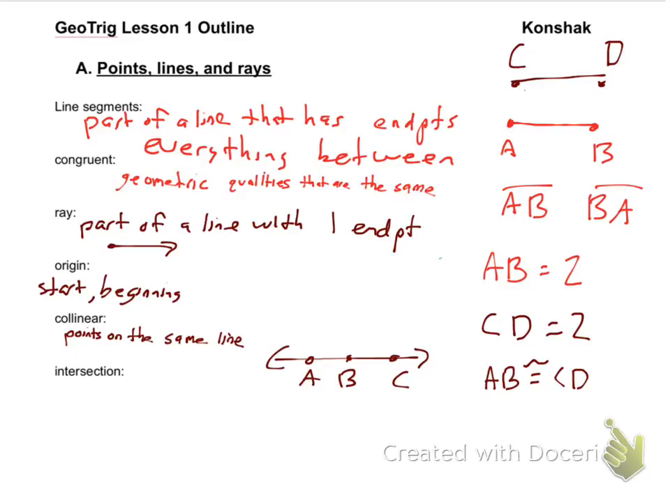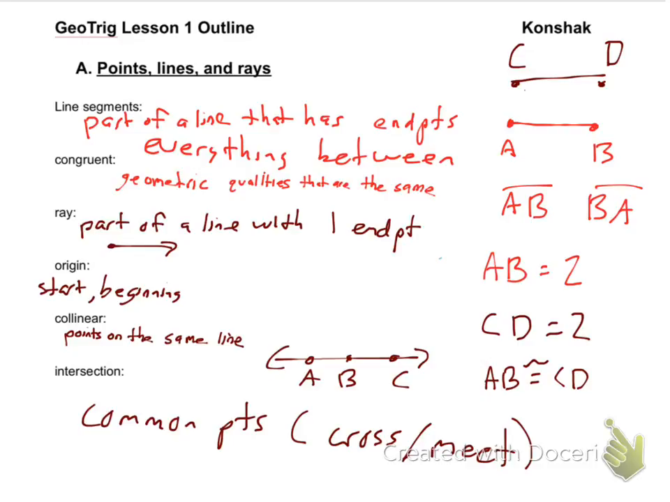And when I say we have an intersection or things intersect, what are we referring to? Things that cross. So the definition the book wants you to use is that two geometric figures have common points. So I'm going to say common points, where they meet, where they cross. Points they have in common, cross, meet, however you want to say that.